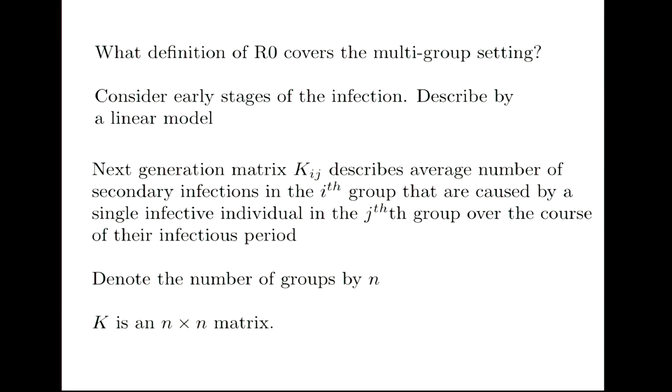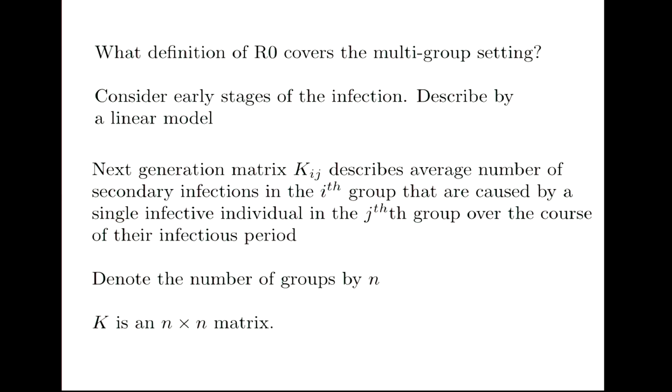So the question is, what sort of definition of R0 covers a multi-group setting? Here you can consider early stages of the infection. The early stages of the infection are described by a linear model in the following sense: you can define a quantity termed the next generation matrix, K, which describes the average number of secondary infections in the ith group that are caused by a single infective individual in the jth group over the infectious period.